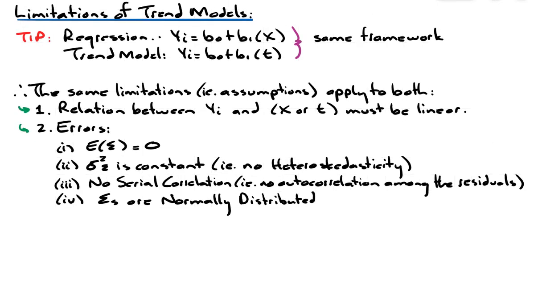So as I said, the same limitations and assumptions now apply to both regression and trend model. So this is great. Instead of treating these as two distinct things, you just have to know one thing and apply it to both contexts. So what are these limitations? This would be a review from the previous chapters we did about regression. First of all, the relation between y and, if you're using regression, it's y versus x. If you're using trend model, it's y versus t. Doesn't matter. The relation must be linear.